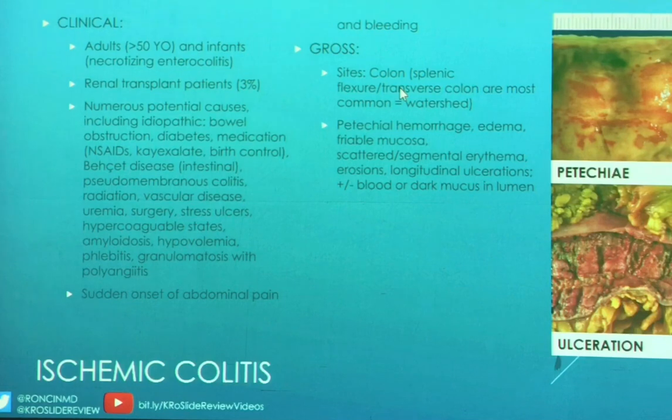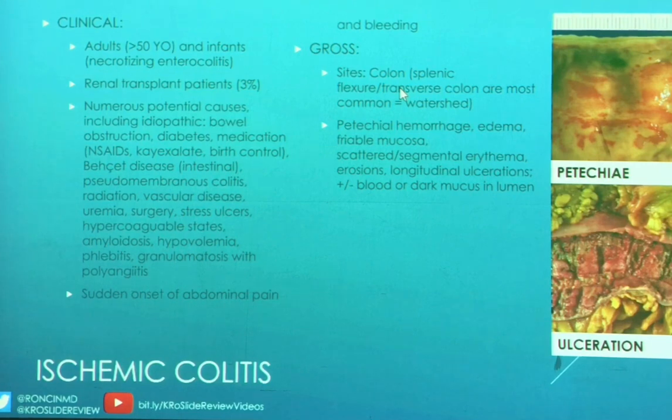So it's found in middle-aged to elderly adults, so greater than 50 years old. And you can also see it in infants. And in infants, it's associated with necrotizing enterocolitis. It also occurs in a small percentage of renal transplant patients. And there's a whole schwack of literature listing numerous causes of ischemic colitis. And the list is very lengthy. By no means do I think that what I put here is a complete list. It's just kind of to give you an idea of what's going on.